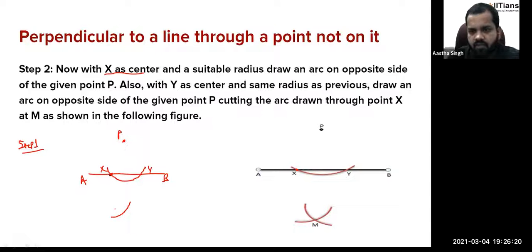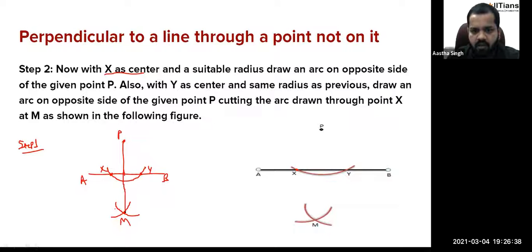With the same radius, put the compass at Y and make another arc like this, opposite to P. You will get a point M. Okay, just draw a line.